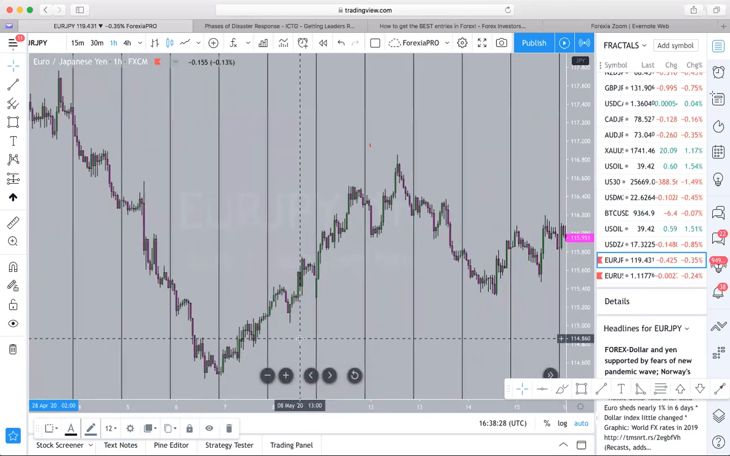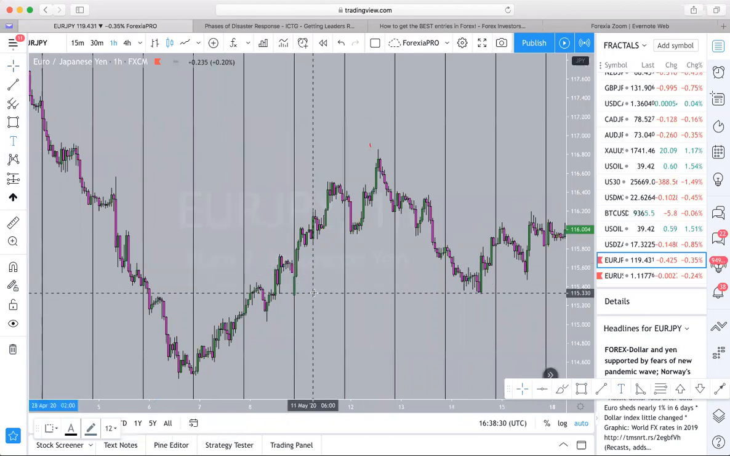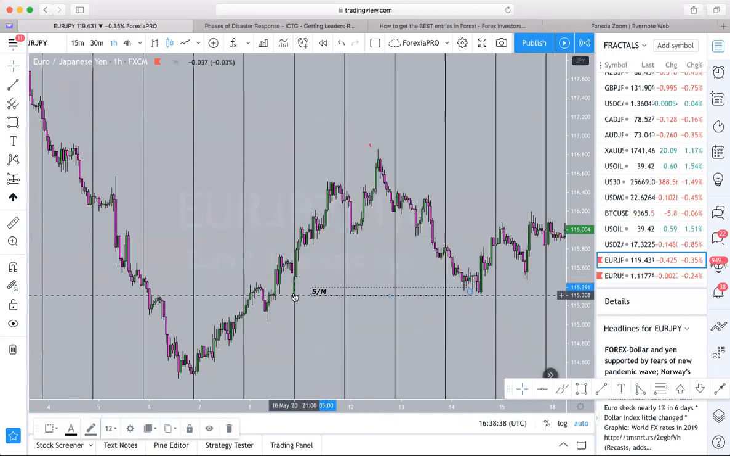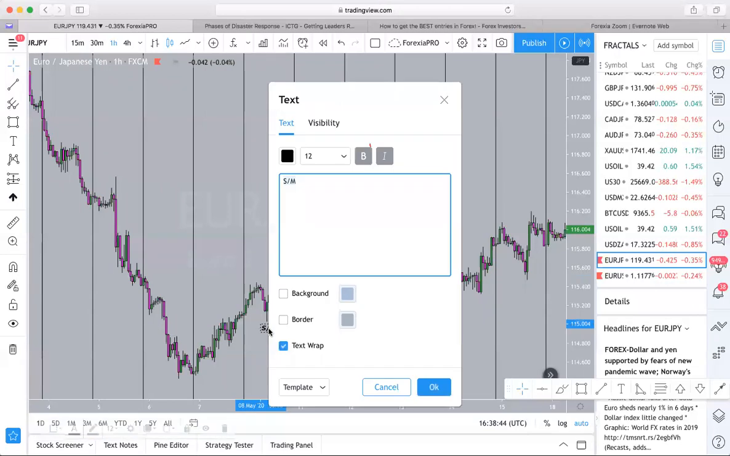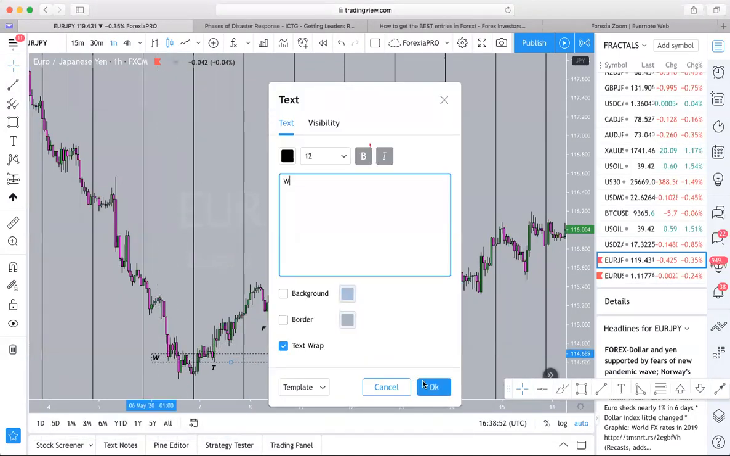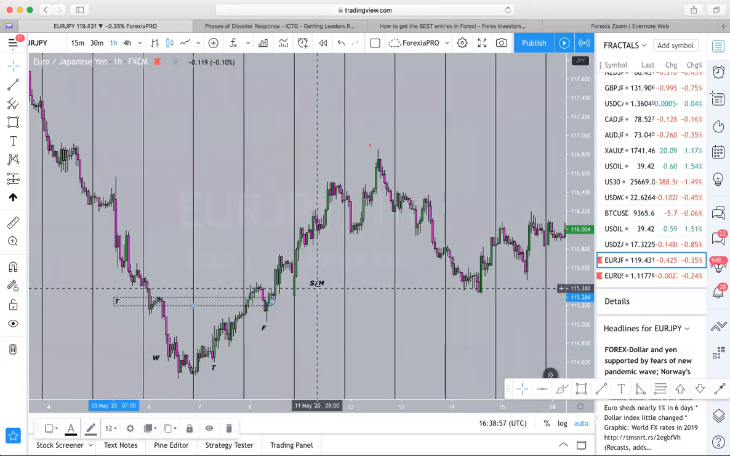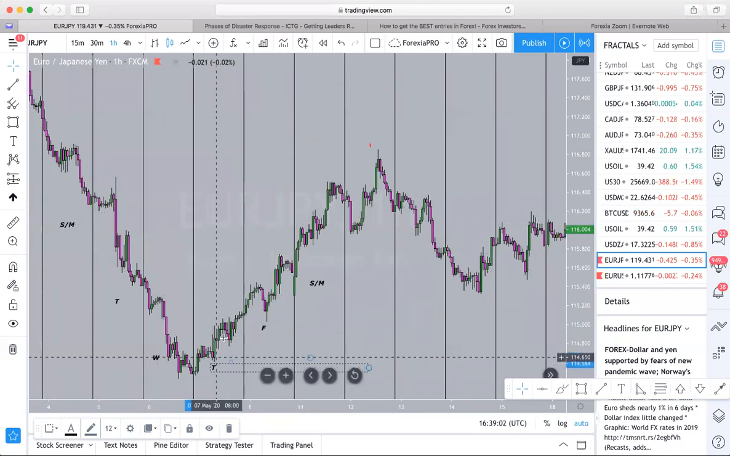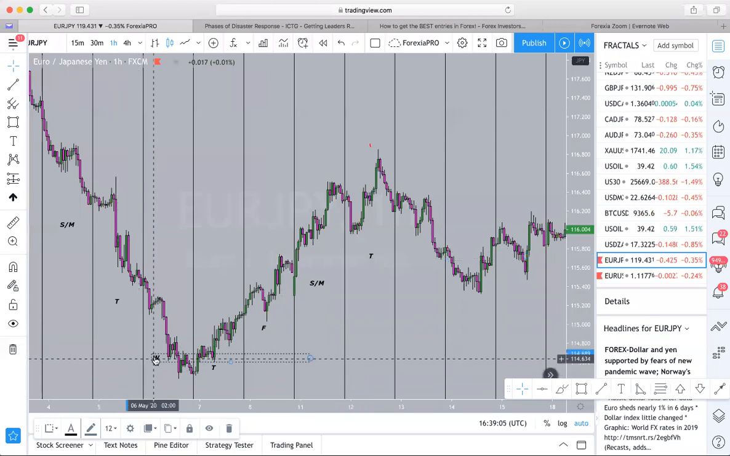Let me see if I can identify. Okay, this would be Sunday, Monday. Why would it be Sunday, Monday? Because this is a gap. So we know that is the opening of the market. This would be Friday, this would be Thursday, Wednesday, Tuesday, Sunday, Monday, Tuesday, Wednesday.